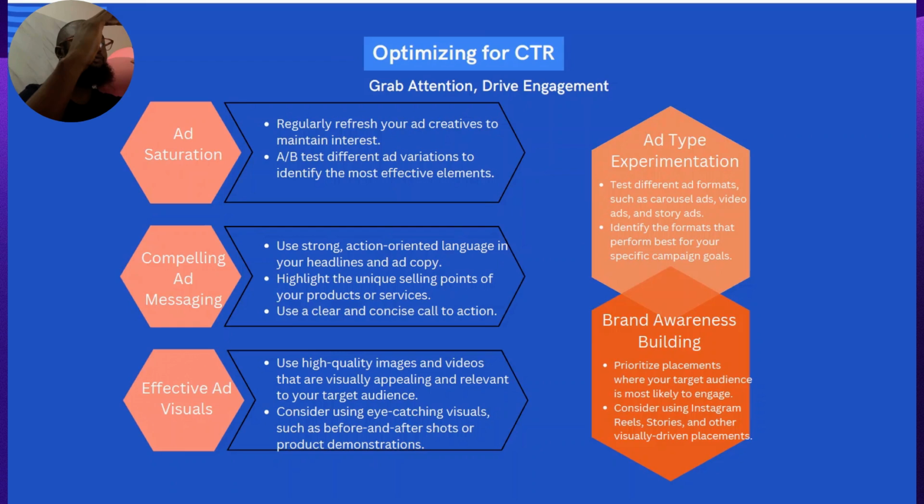and also identify the format that performs best for you to be able to focus on that specific format. And the final one is to build brand awareness by prioritizing placements where your target audience are most likely to engage with you. You are going to be getting much more brand awareness on your ad. And you need to consider using real stories and other visually driven placements, which are currently working and helping brands to actually scale their revenue currently.